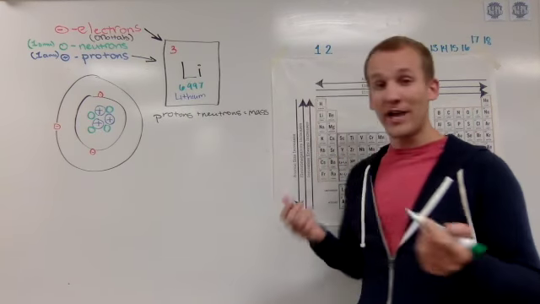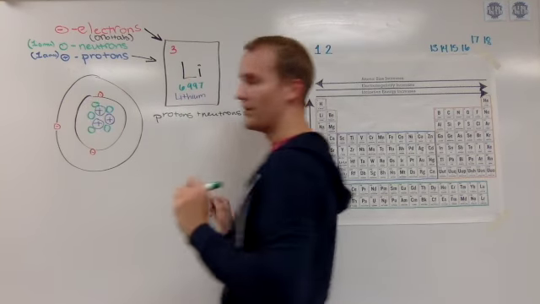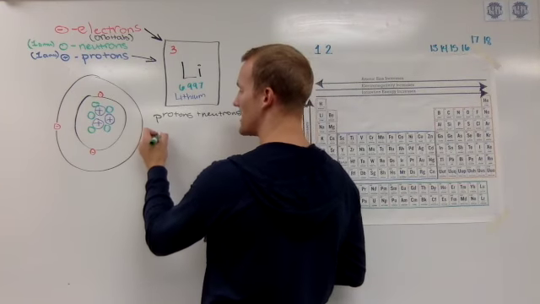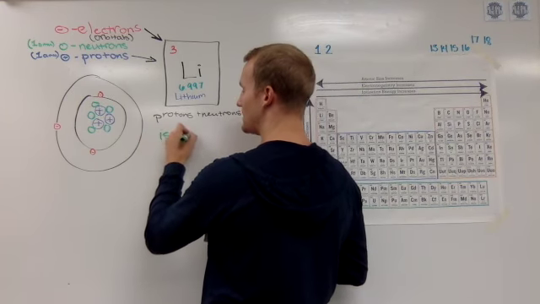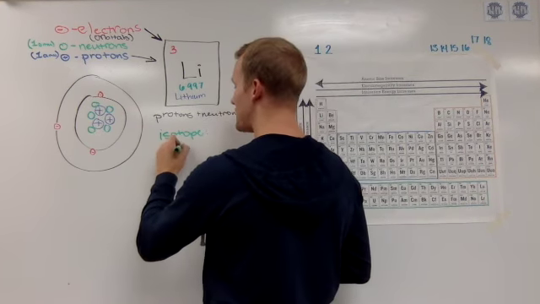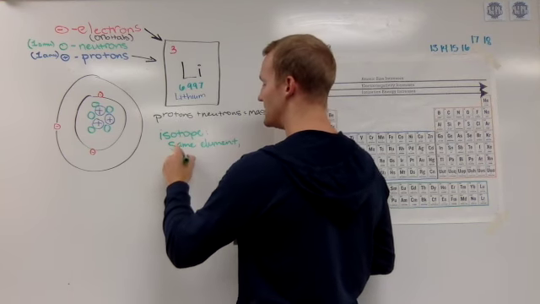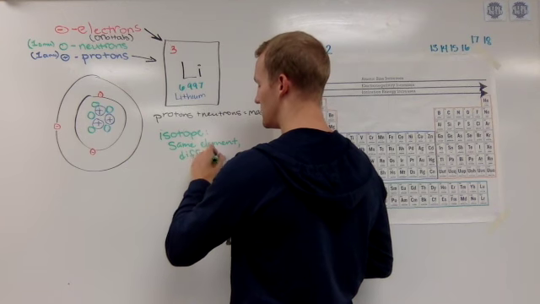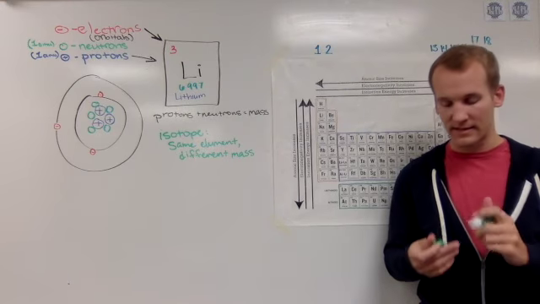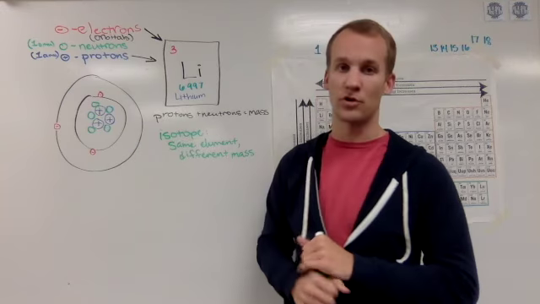Now, if we change that number of neutrons, if, for example, I added another neutron to make that a mass of 8, then we have created what we call an isotope. An isotope is the same element with a different mass. It's as simple as that. The same element with a different mass because of the number of neutrons that we changed.